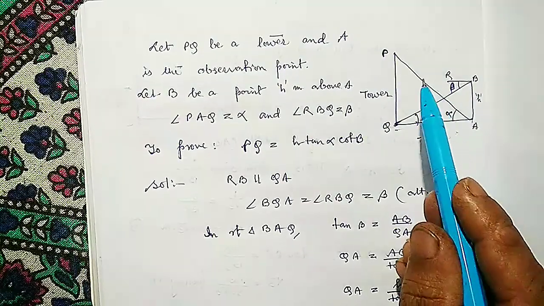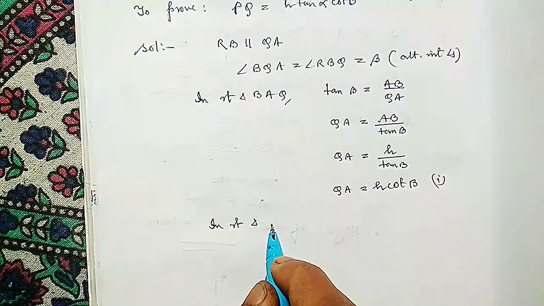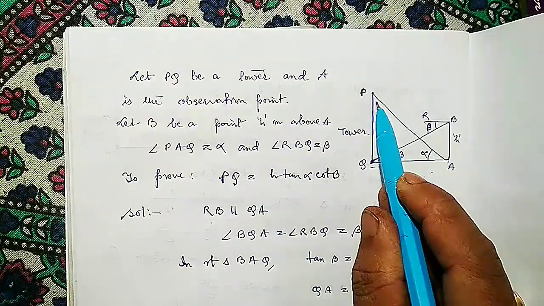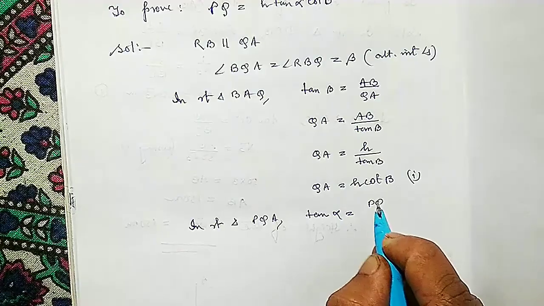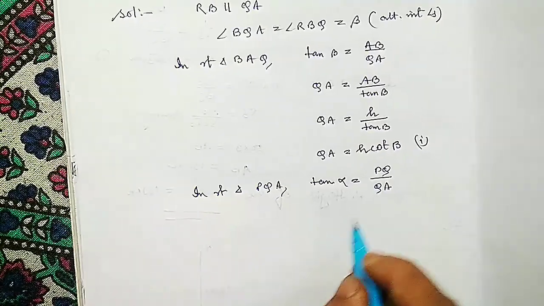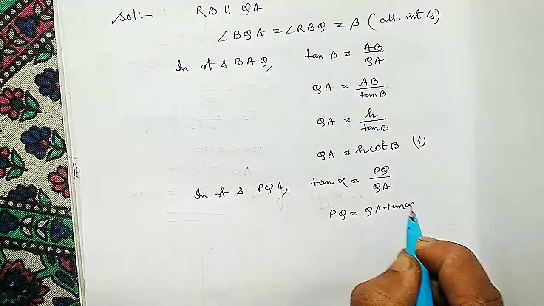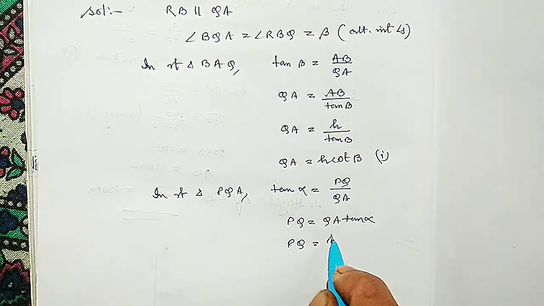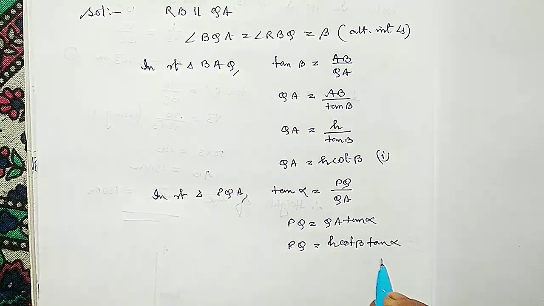Now we are going to consider PQA in right triangle. In right triangle PQA, tan of alpha will be PQ by QA. So here you can write PQ by QA. Now if I cross multiply, PQ equals QA into tan of alpha. Now PQ equals, what is QA? QA we know is h cot beta. So we can write h cot beta, and from here tan alpha, using equation 1.